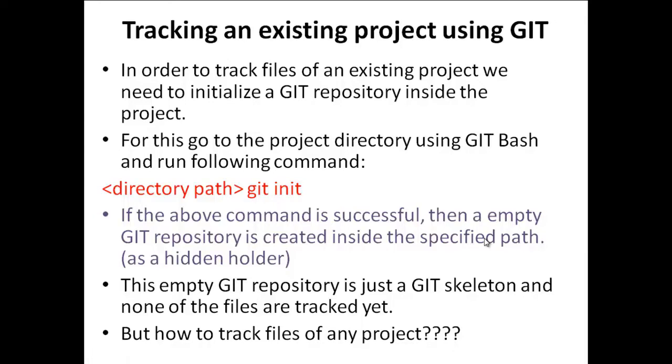Every single change that I do inside this project should be tracked, and in the end I can check in the entire project repository into the Git centralized server, that is GitHub. Now, in order to track files of an existing project, we first need to initialize the Git repository inside that project. So, how are we going to do that?